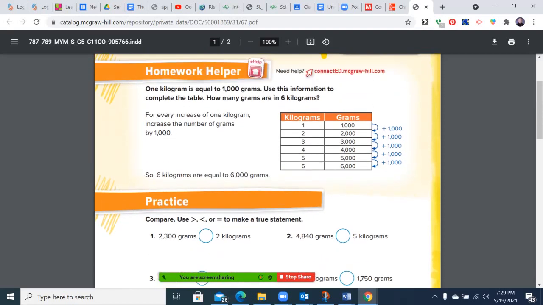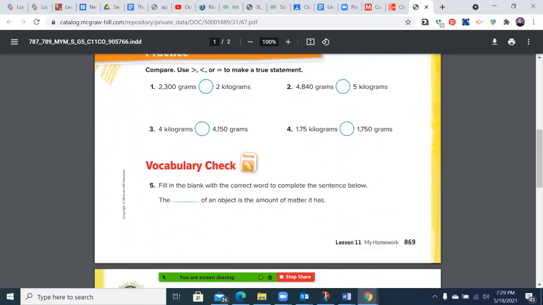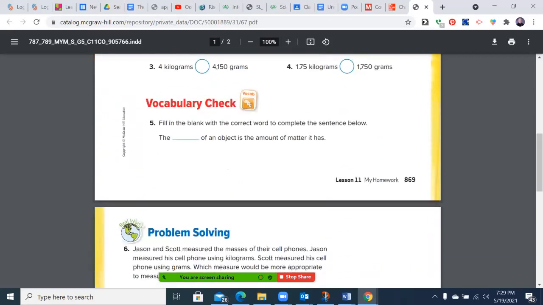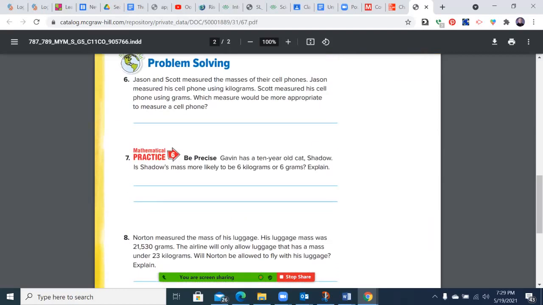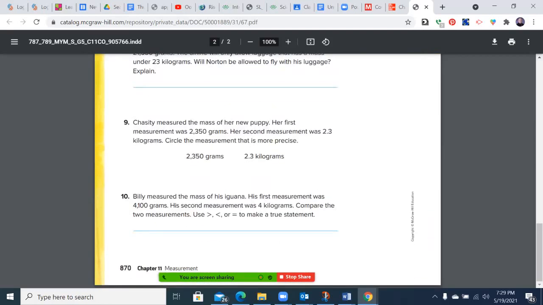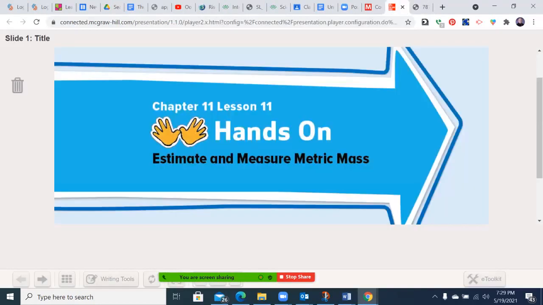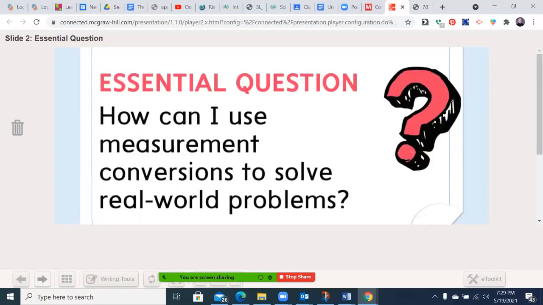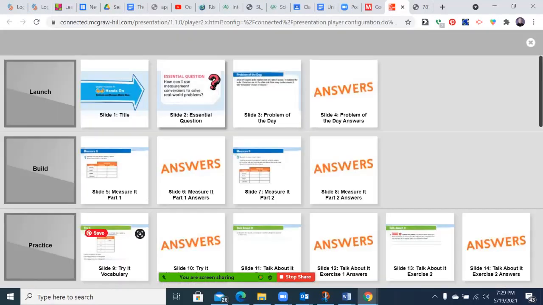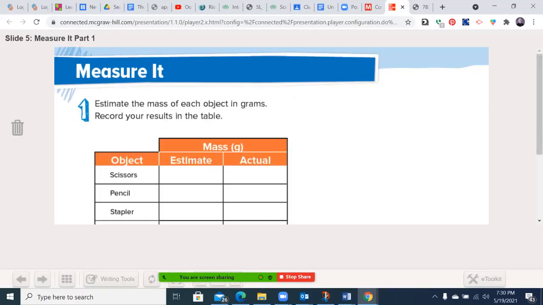There are other measures. However, these are the two most commonly used. There will be a vocabulary check, as there are vocabulary words on 865 in your packet, some story problems, and a grand total of 10 problems overall. So looking back at the essential question for Chapter 11, how can I use measurement conversions to solve real-world problems? And we're going to begin right in the book on page 865.